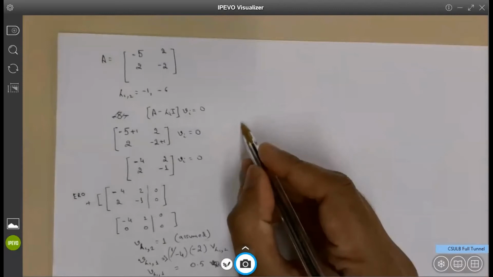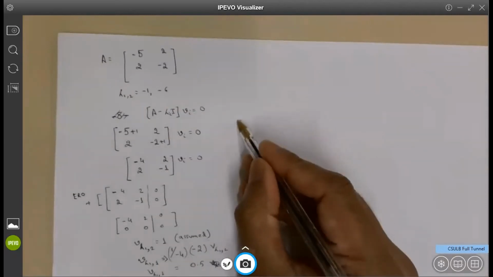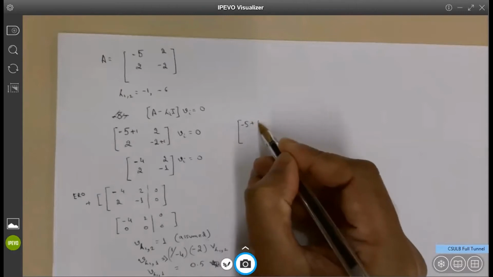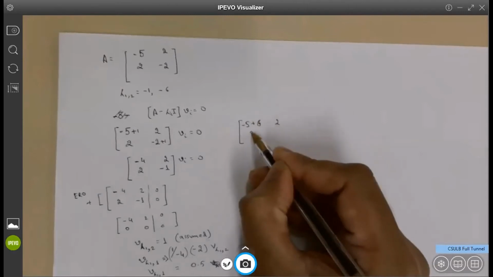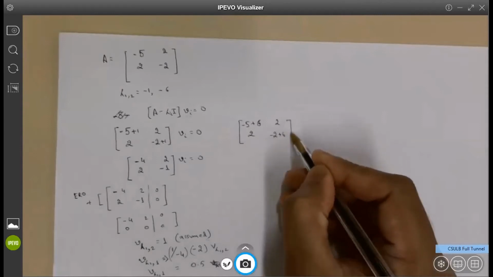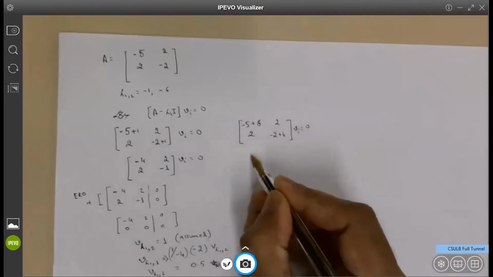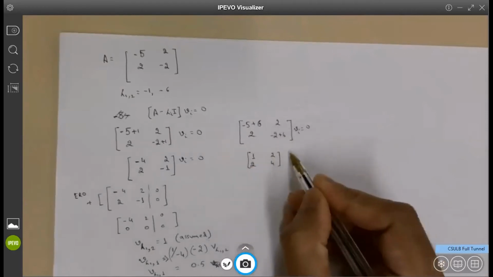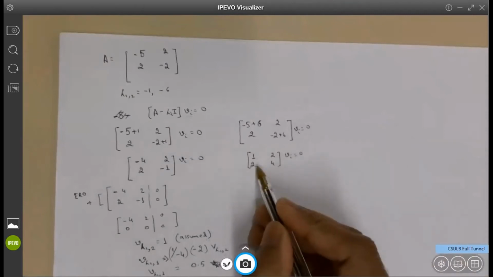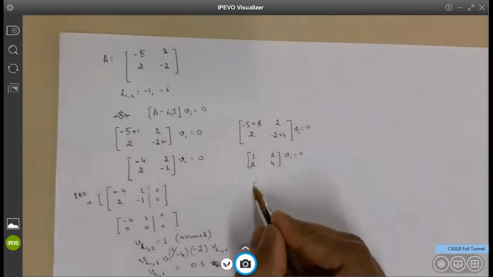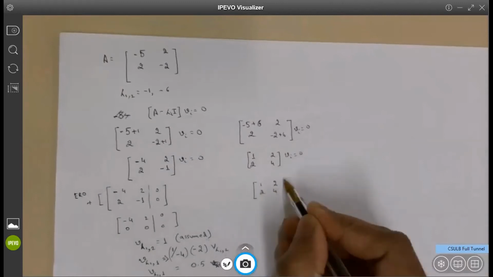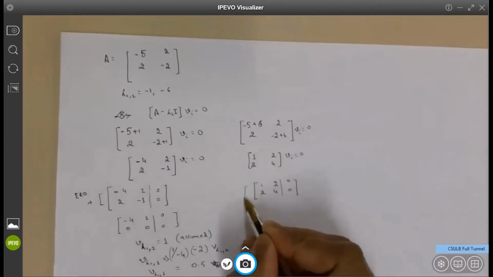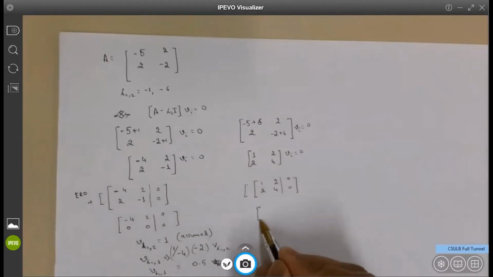Similarly, if I have to do it for my -6, the equations will be -5 plus 6, -2 plus 6, times V equals 0. It will be 1, 2, 2, 4. Again, I perform the elementary row operations from the Gaussian elimination technique, if you remember. I multiply the top row by 2 and subtract it from the bottom row. What I will get is 1, 2, 0, 0, zeros.